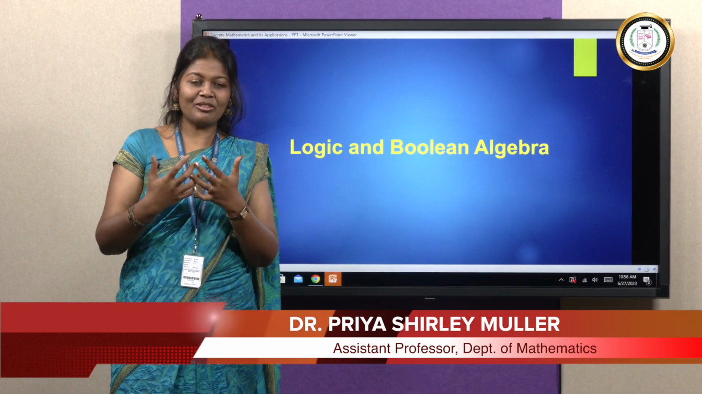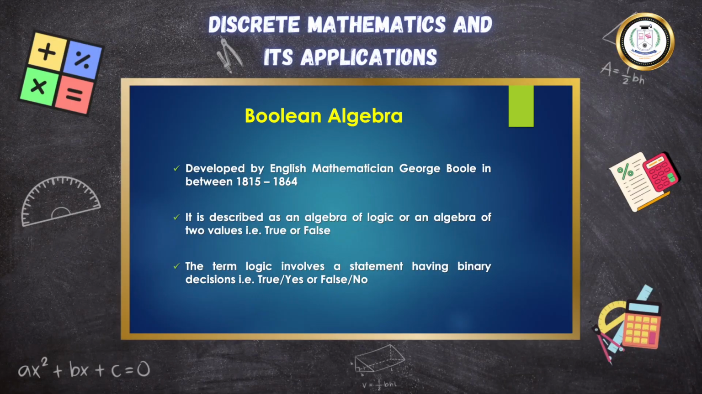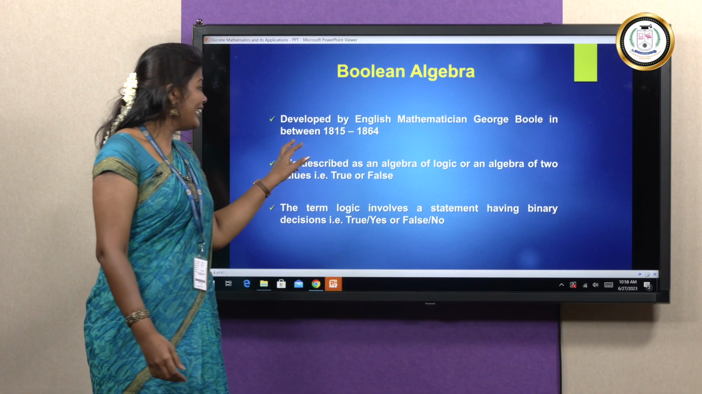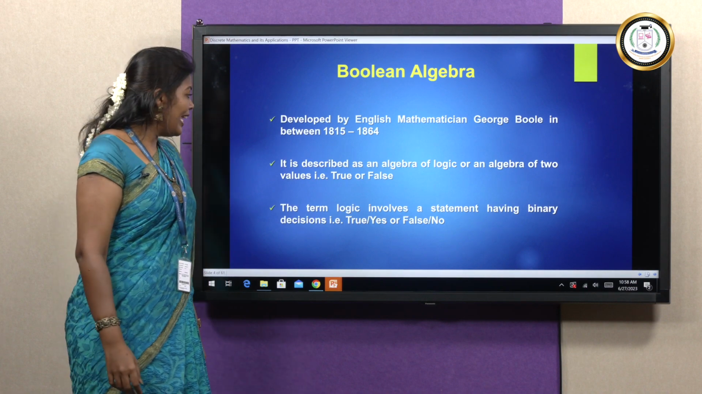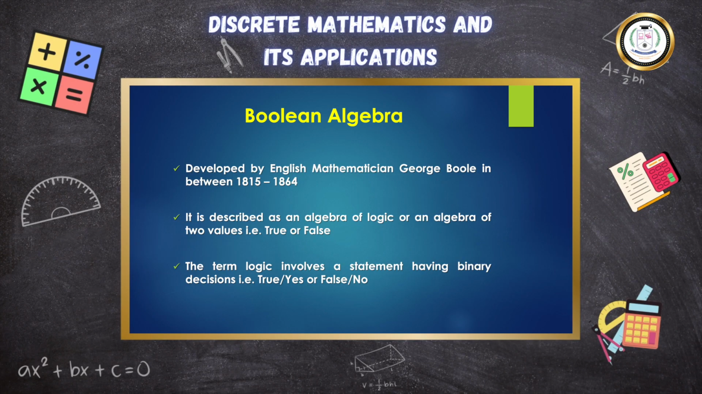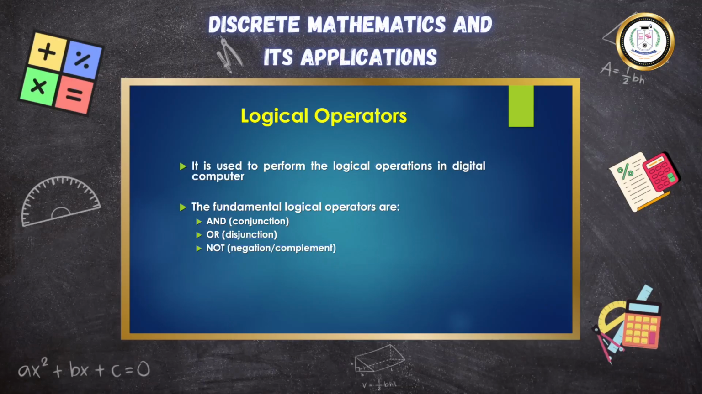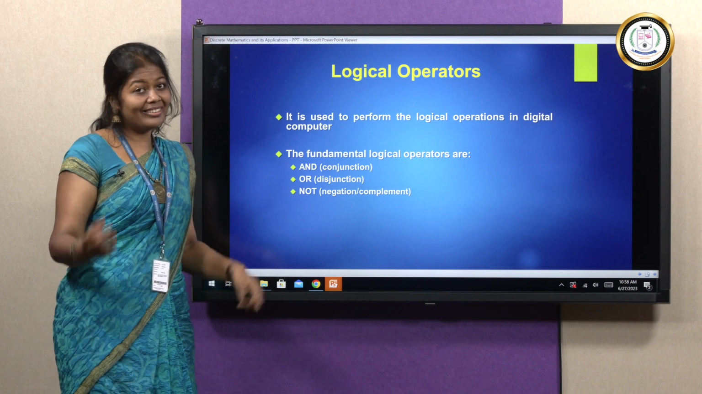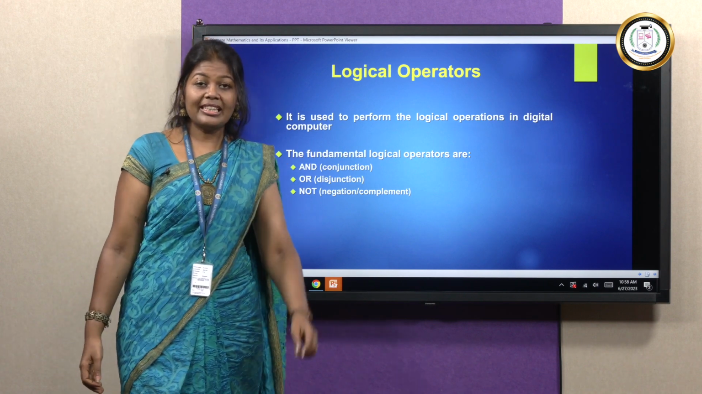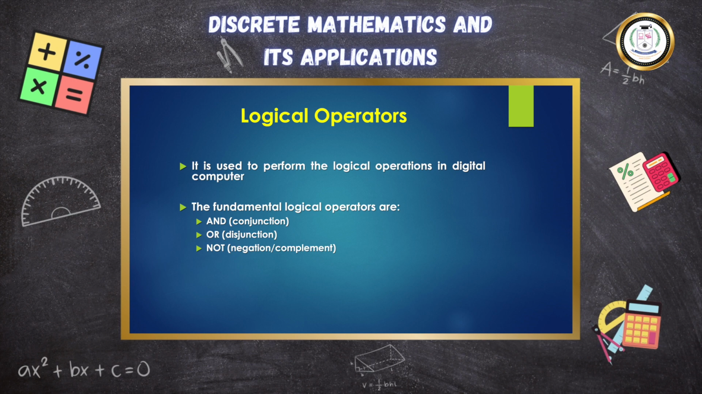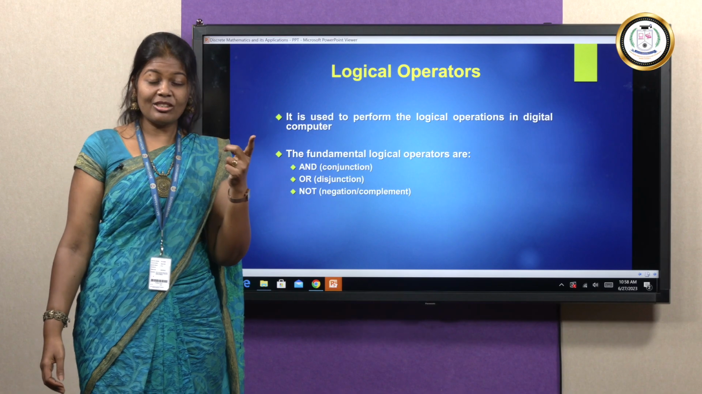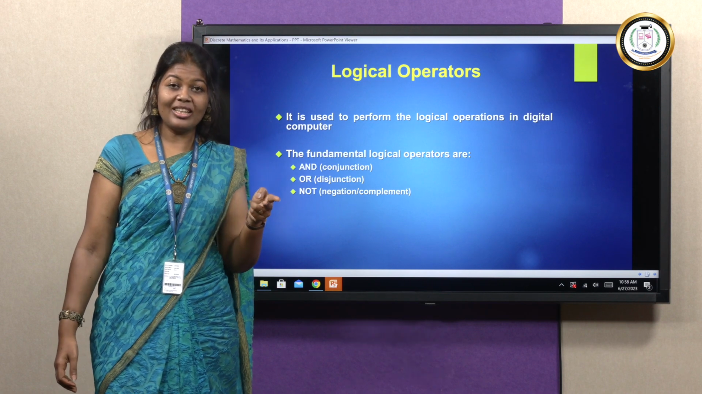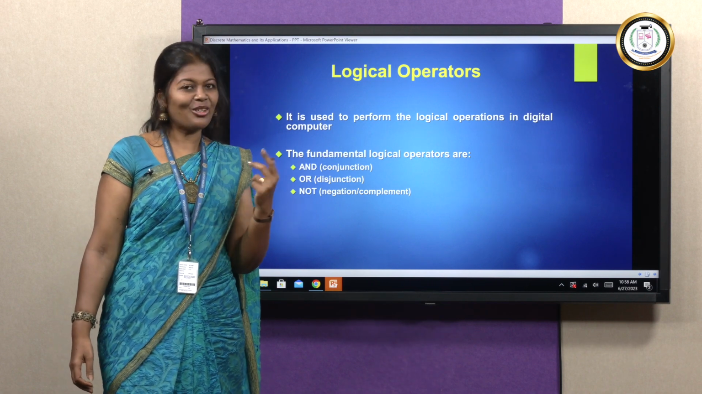Let's look at the applications of logic and Boolean algebra. This was developed by the English mathematician George Boole, who lived between 1815 and 1864. It is basically an algebra of logic with two values, true and false. Logical operators are used to perform logical operations in digital computers. There are three fundamental logical operators: AND, OR, and NOT. AND is also called conjunction, NOT is called negation, and OR is called disjunction.